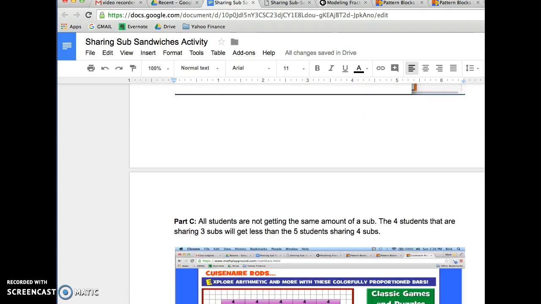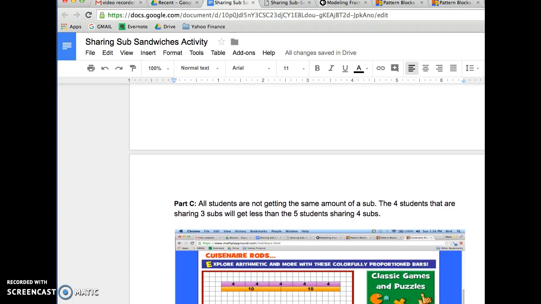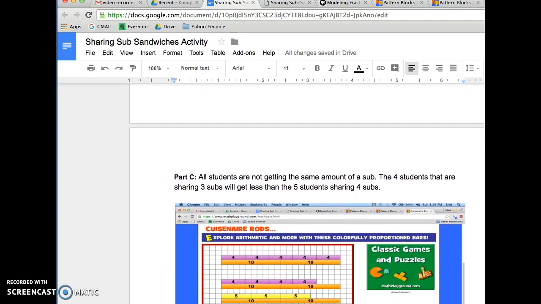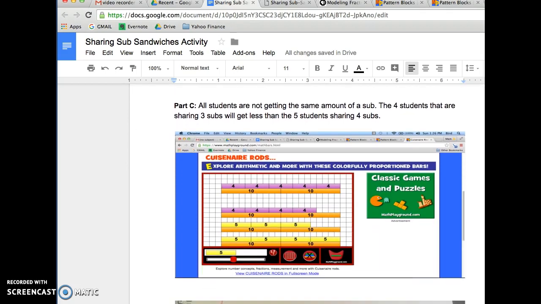Now part C asked if all students in each group got the same amount, and if not, who gets more, and how do we know? So if you look at the representations on the screen, unfortunately the students are not getting the same amount. The students that are getting 4/5 of a sub would end up getting more than the students getting 3/4 of a sub. I demonstrated this using the Cuisenaire rods.